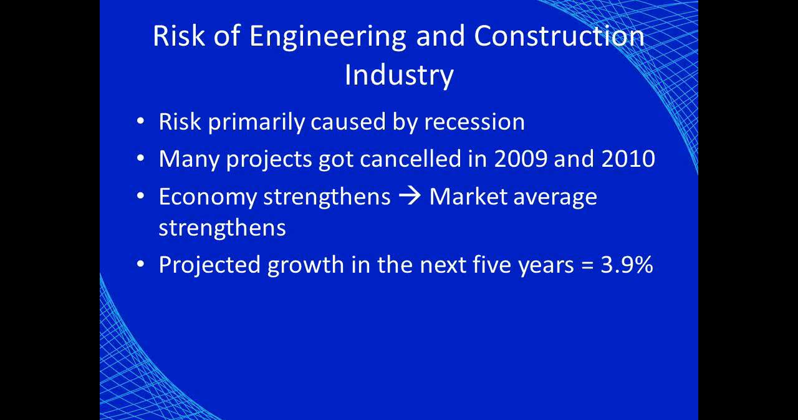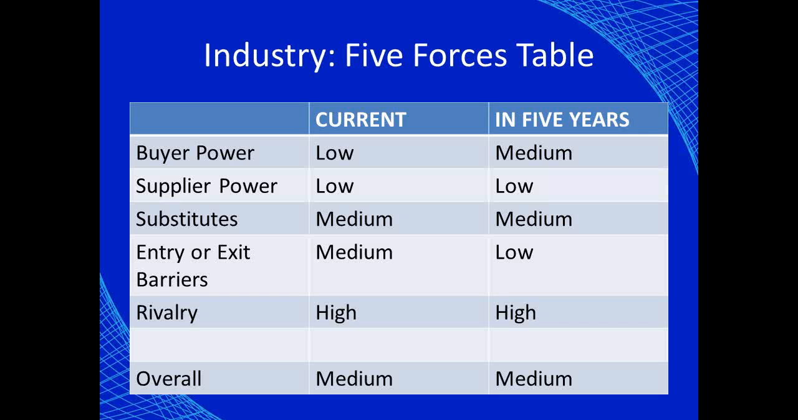So the engineering and construction industry proved to be a very risky industry because of the recession. So in 2009 and 2010, when the recession was at its peak, a lot of projects were canceled. And then when the economy strengthened in 2011, the industry bounced back and the market average also strengthened. So the projected growth rate for the next 5 years in the industry is 3.9%. And then here's a look at our 5 forces table of the industry.